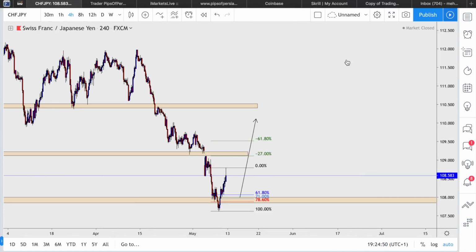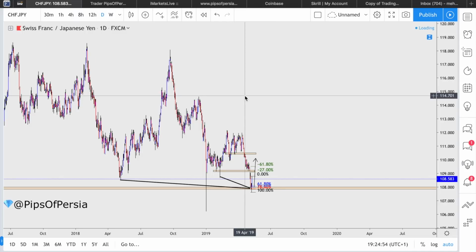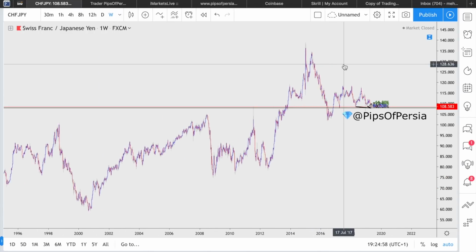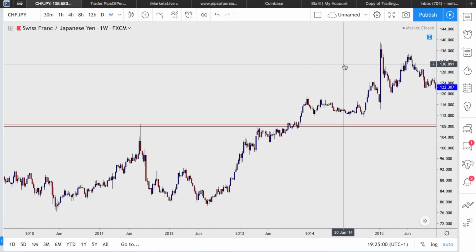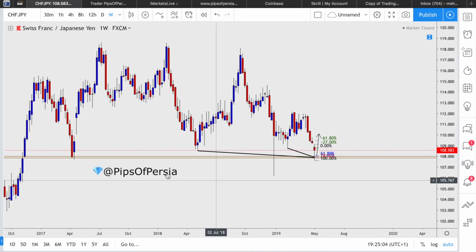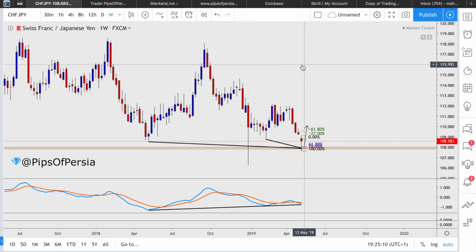CHF JPY, so Swiss franc versus the Japanese yen. Something that was covered on my Telegram actually on Friday. We have rejected this weekly zone of reversal, where it's a very powerful reversal zone. We've seen wick rejections over here, and if I zoom in, I can see rejections over here, and we have actually come into the same zone again. Close the week as a hammer formation.